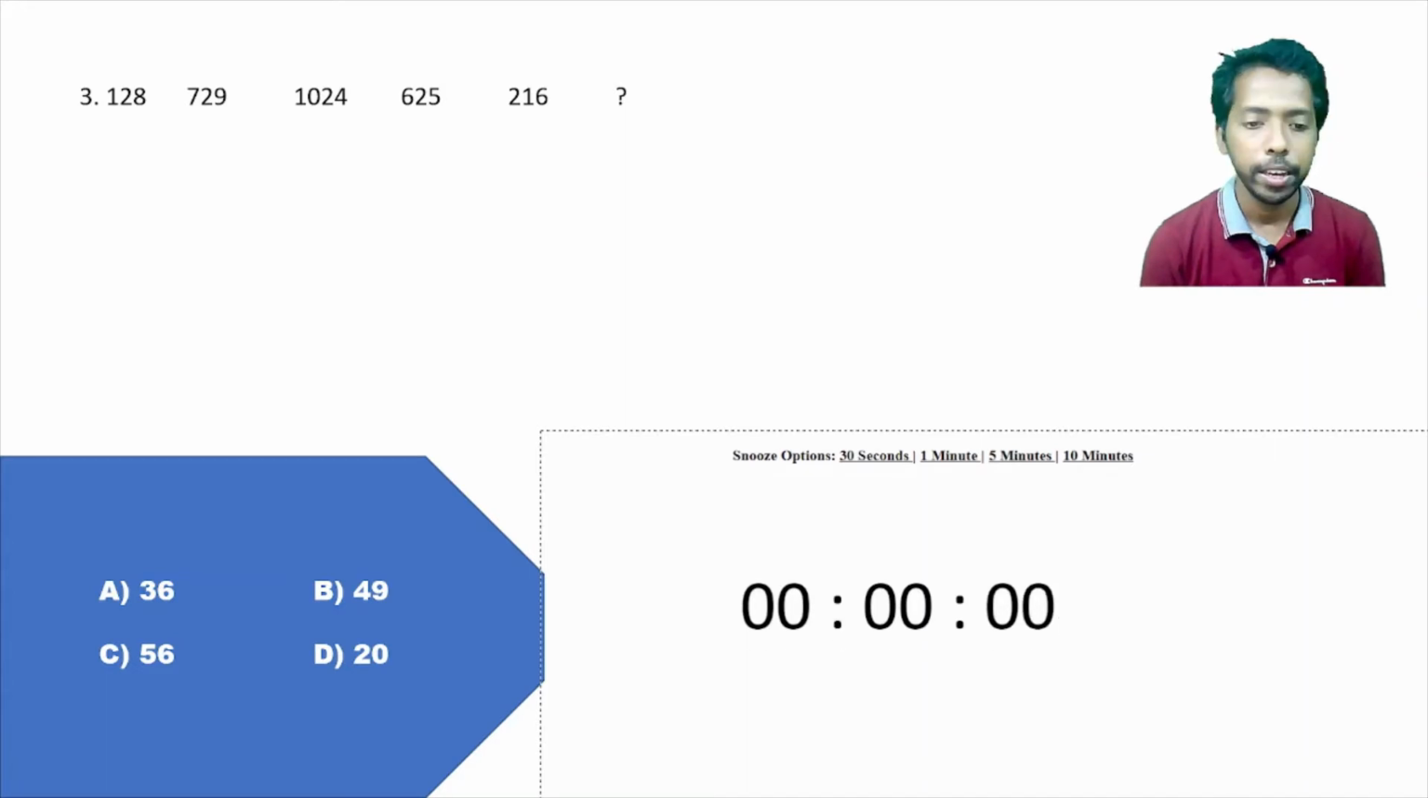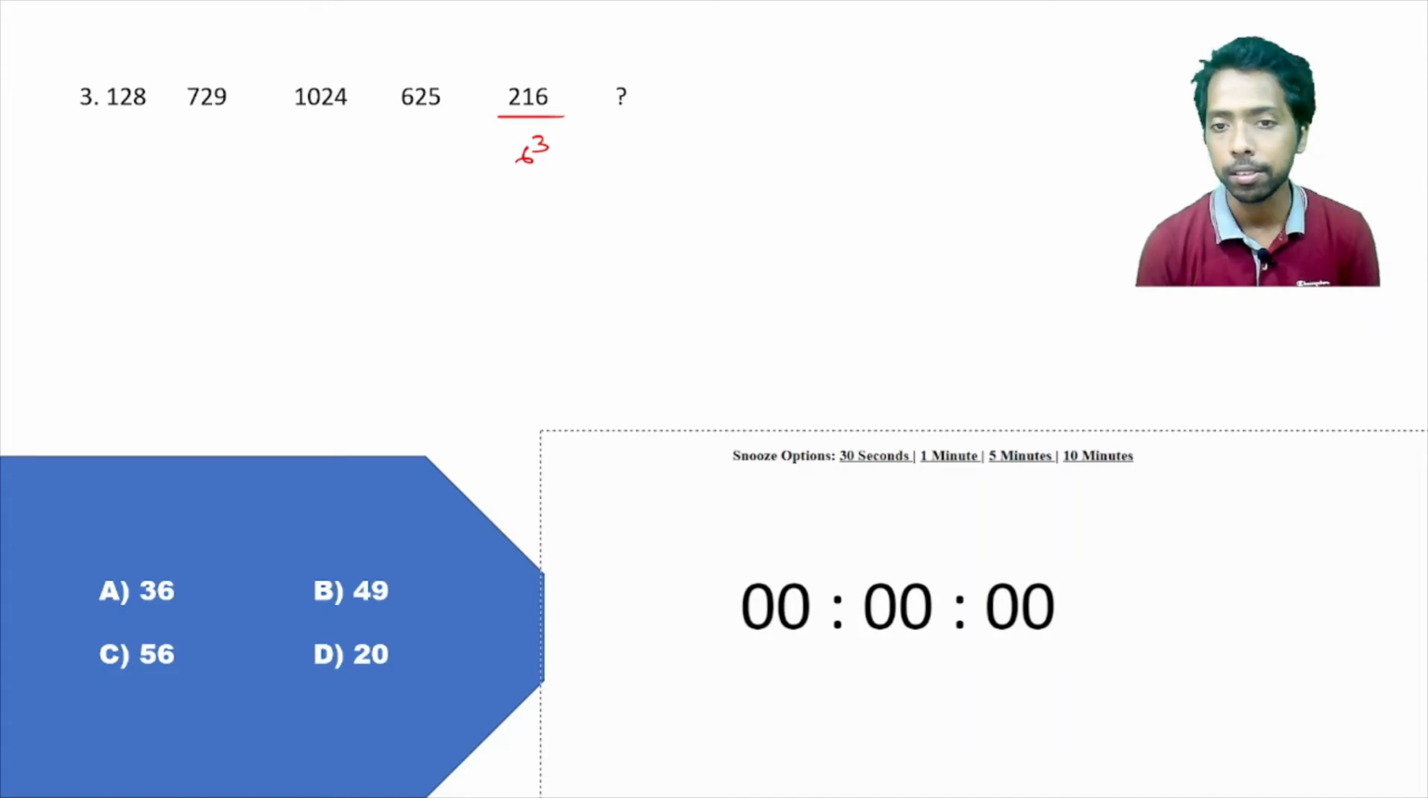Okay. I hope you solved it. This is a different kind of number series. See, 216 can be written as 6 cube. Why am I going for 216 first? What's the logic here? Because there is minimal possibility: 216 is given by the cube of a number, that is 6. 6 cube gives 216. Now this is 625.